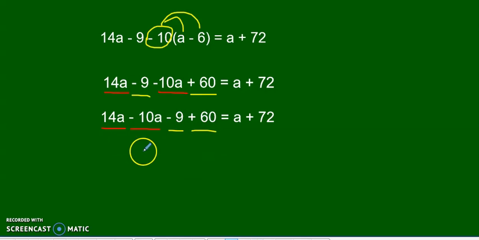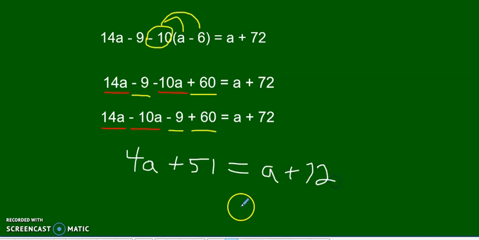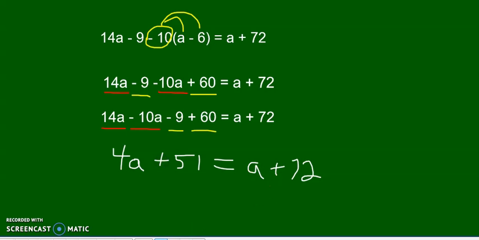Now I can simplify this. So 14a minus 10a, well, that's 4a. I add the like terms. And then minus 9 plus 60, that's like saying 60 minus 9. Positive 60 minus 9, that's 51. Plus 51 equals a plus 72. There. Okay, and now we're done simplifying on each side, and now we have to add and subtract things on both sides. So remember that we want to have variables on one side and the numbers on the other side.